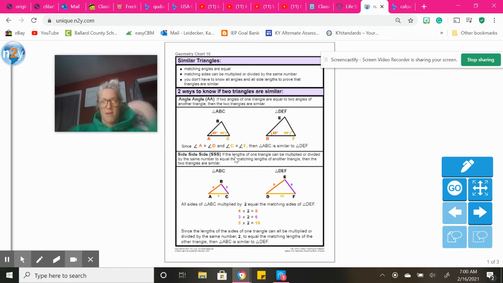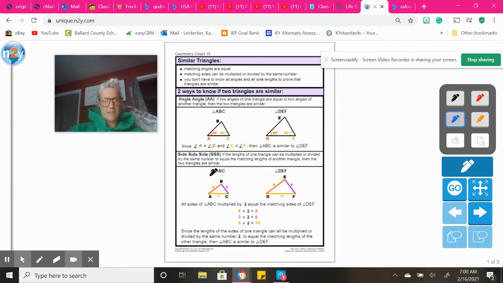Then we have side, side, side. Knowing that if the length of the one triangle can be multiplied or divided by the other, we have a small triangle and we can get to a big triangle if we multiply it by the same number, and they will equal the same thing. So we have, again, triangle ABC, and our sides are 4, 3, 5. Then we have triangle DEF, and we have sides 8, 6, and 10. So what this means is that, let me make this a little bigger.